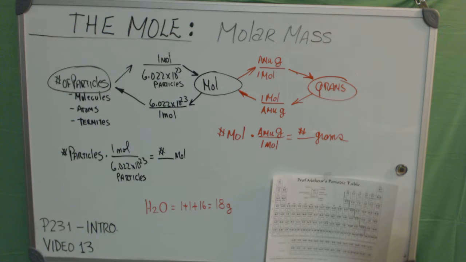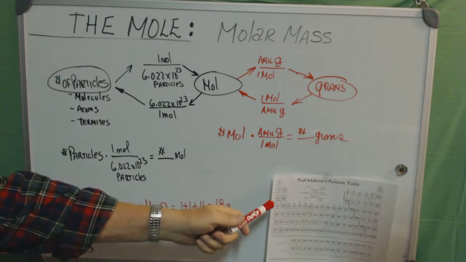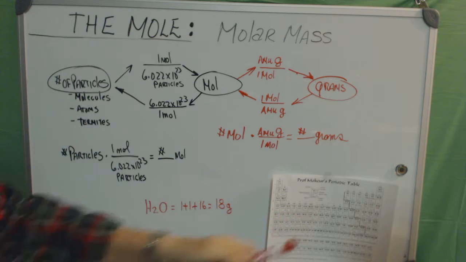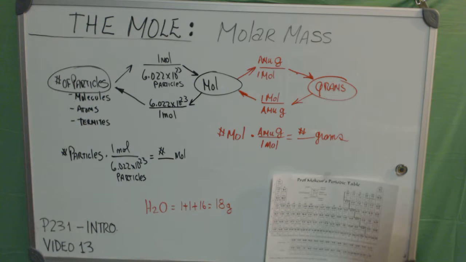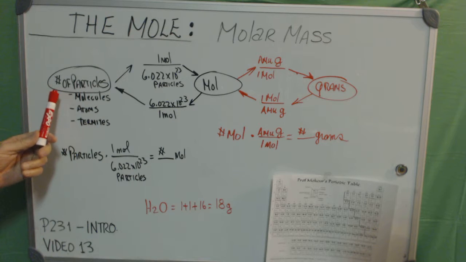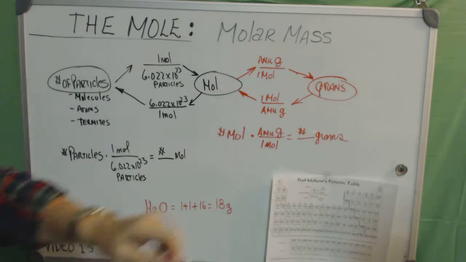So 1 mole on the periodic table, each one of these elements has an atomic weight. If I express that atomic weight in grams, then I'm telling you how heavy 1 mole of that element weighs. And so now I can ask, can I convert from the number of particles all the way over to the number of grams? And the answer is yes.